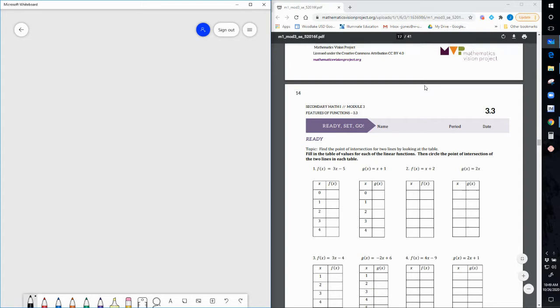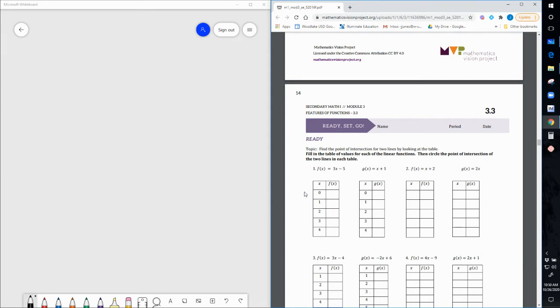The first section says, the topic is find the point of intersection for two lines by looking at the table. Intersection means where they cross. Okay, so we're looking for where two lines cross, but only by looking at the table, not by looking at the actual graphs themselves. So in bold, you'll notice it says fill in the table of values for each of the linear functions, then circle the point of intersection of the two lines in each table. All right, let's go ahead and look at number one.